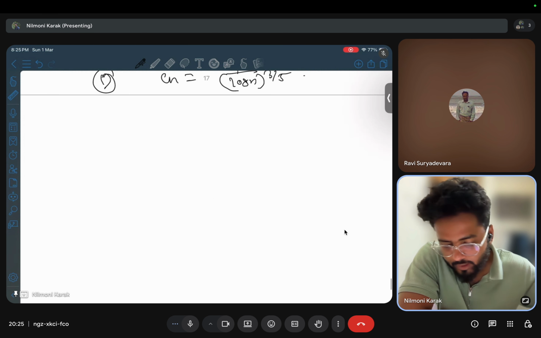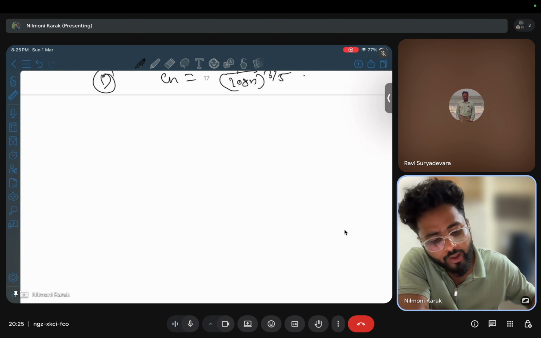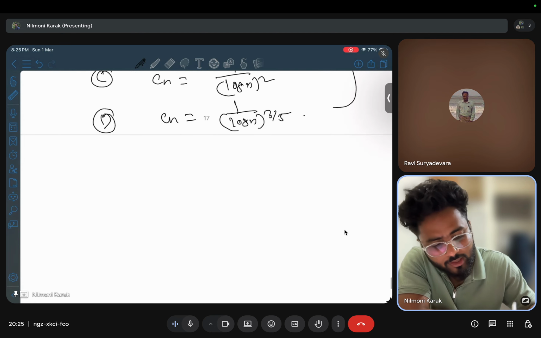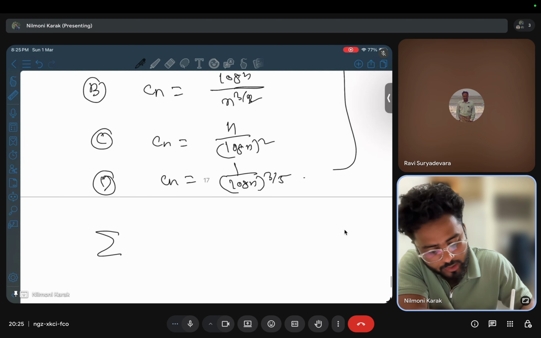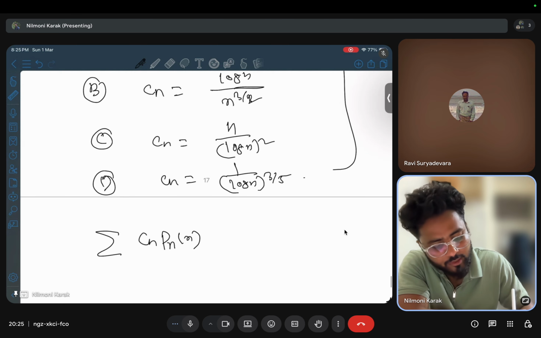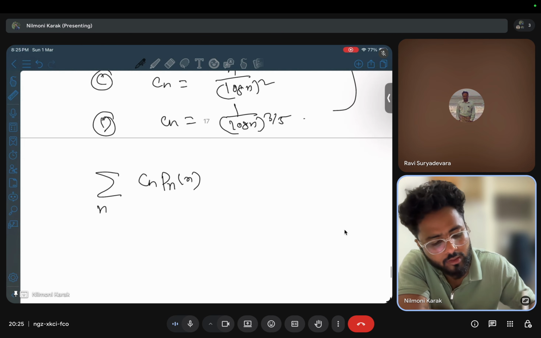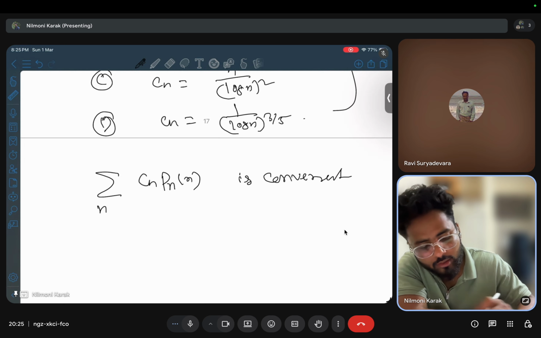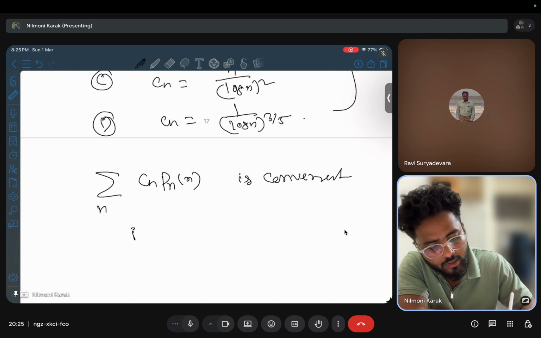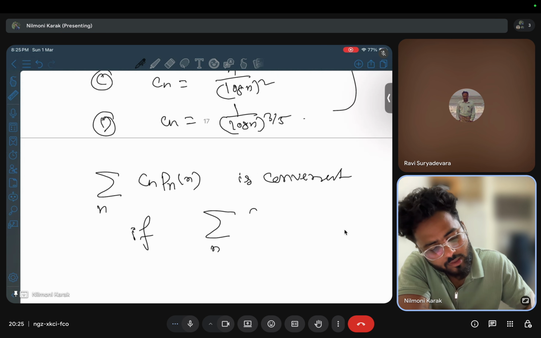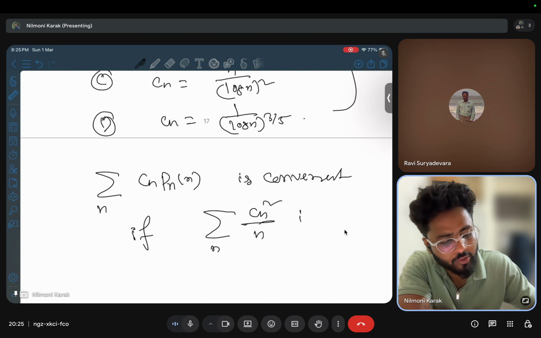We have actually seen in the lecture that this sum of Cn Pn x is convergent if this sum of Cn square by n is convergent.